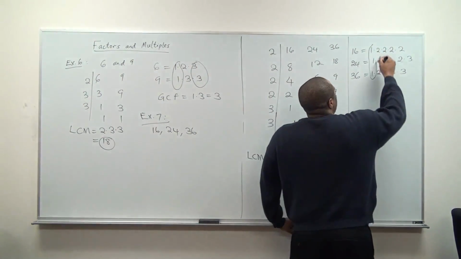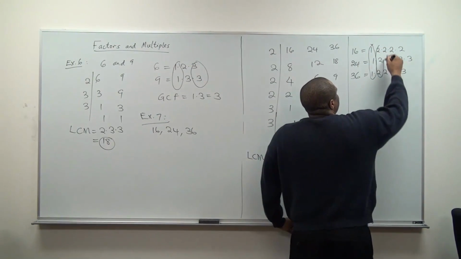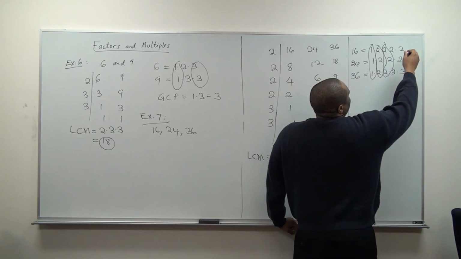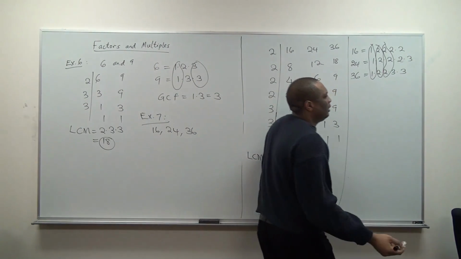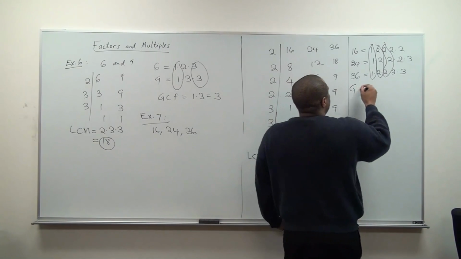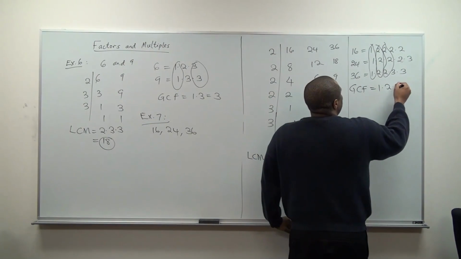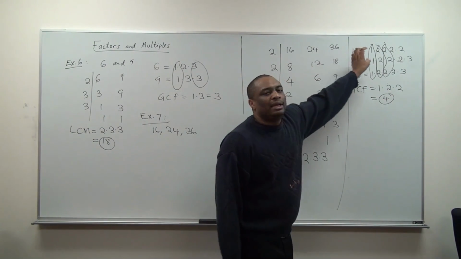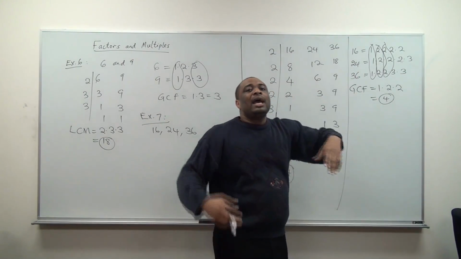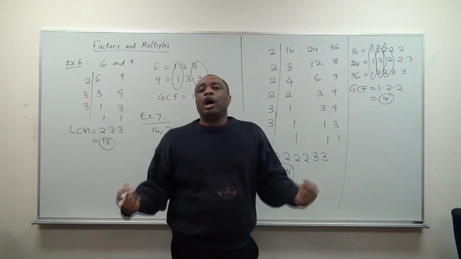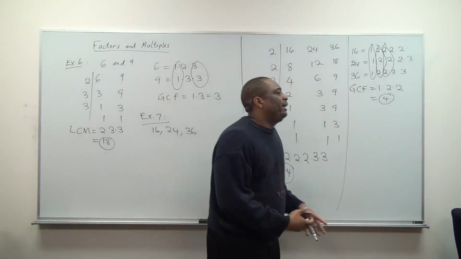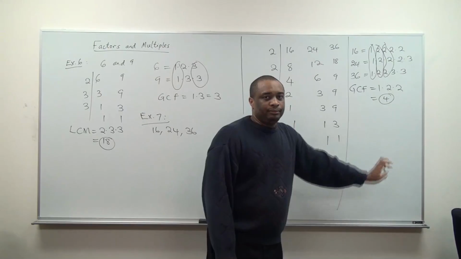So 1 is common in all 3. 2 is common in all 3. Another 2 also is common in all 3. Then we don't have any other common thing. So the GCF will be 1 times 2 times 2, and that will give you 4. Now, this tells you that 16, 24, 36 all have several common factors, but the greatest common factor that all 3 have is 4.